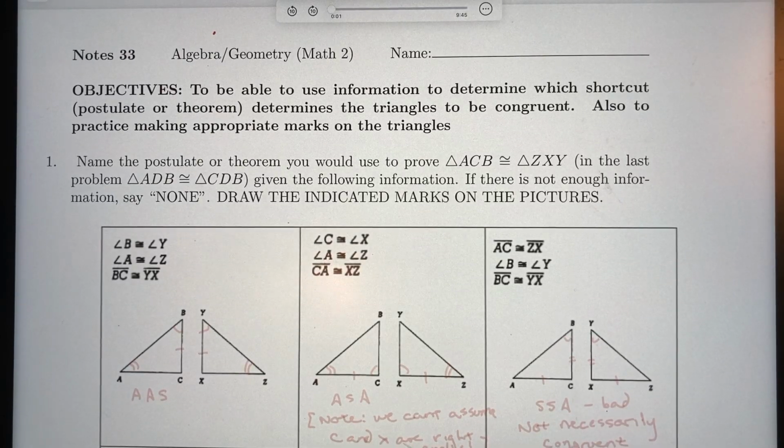We'll start with a word of fair warning. You will get points off on mastery checks and quizzes and tests if you don't put the marks in as you're doing things. It makes life easier.